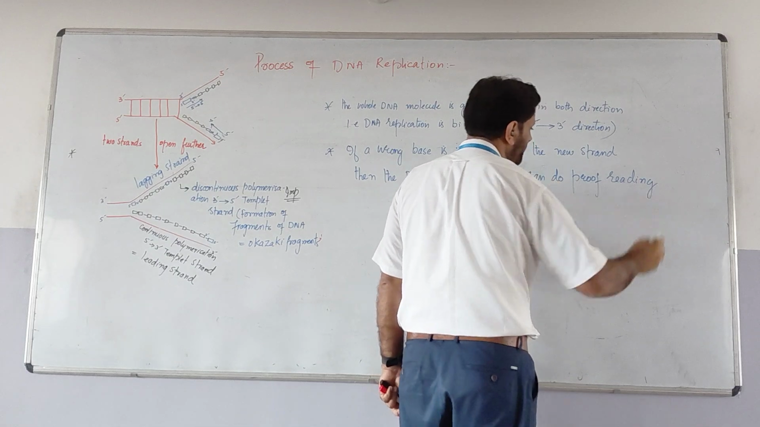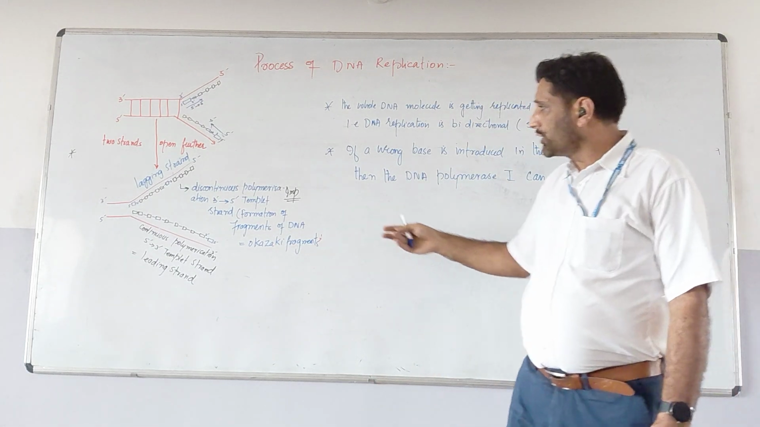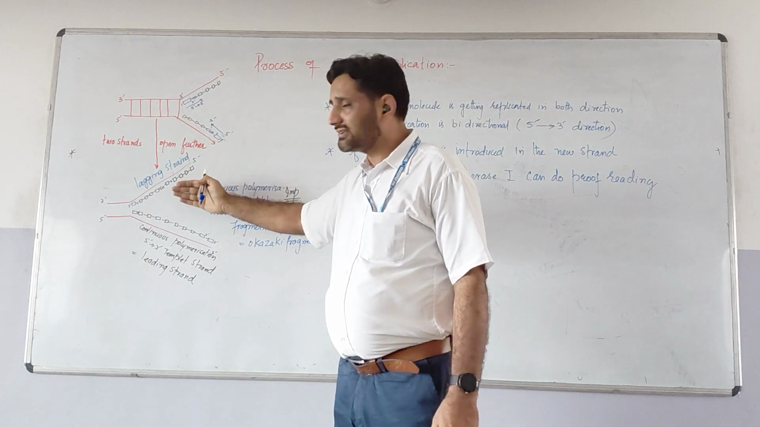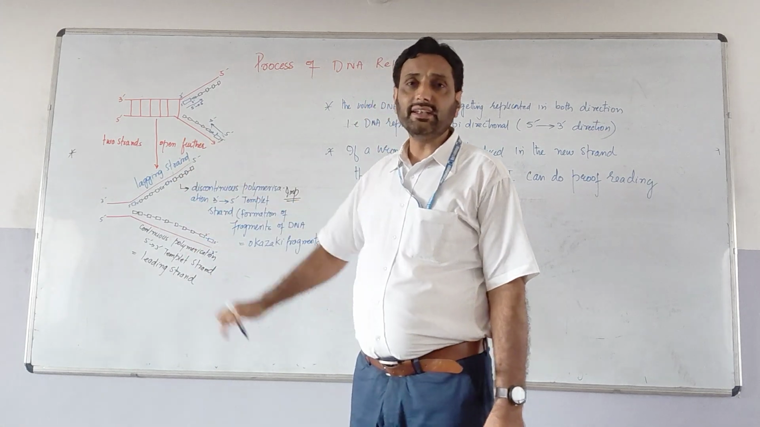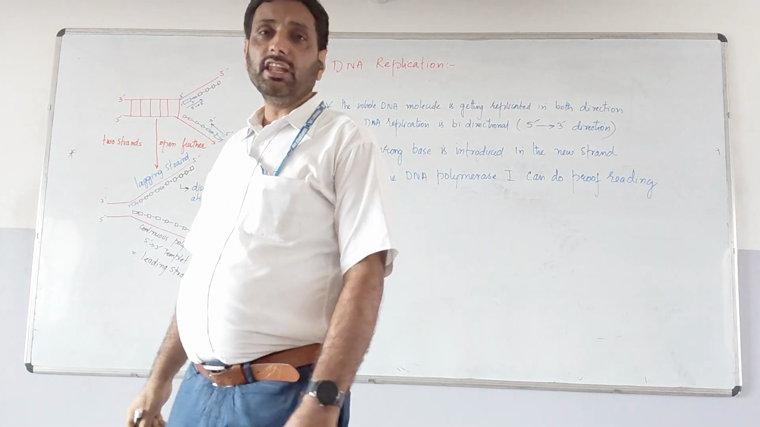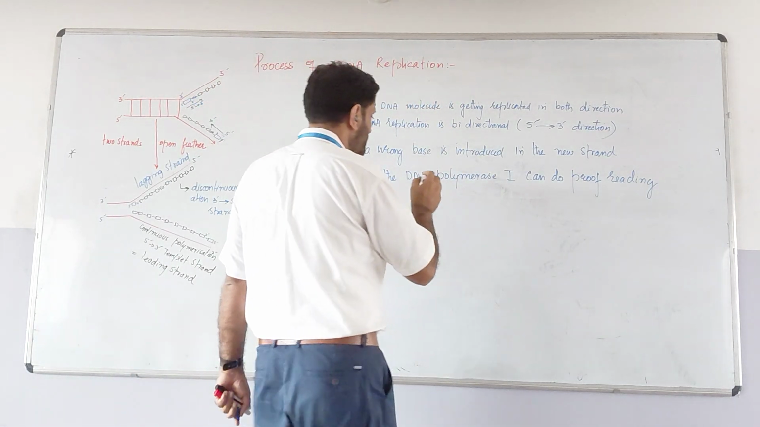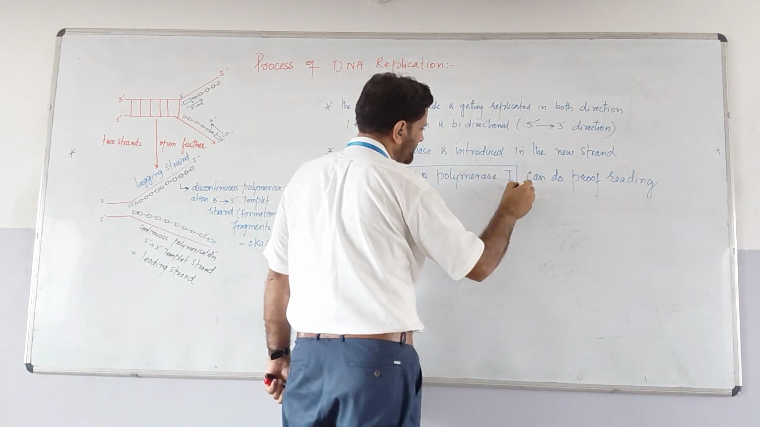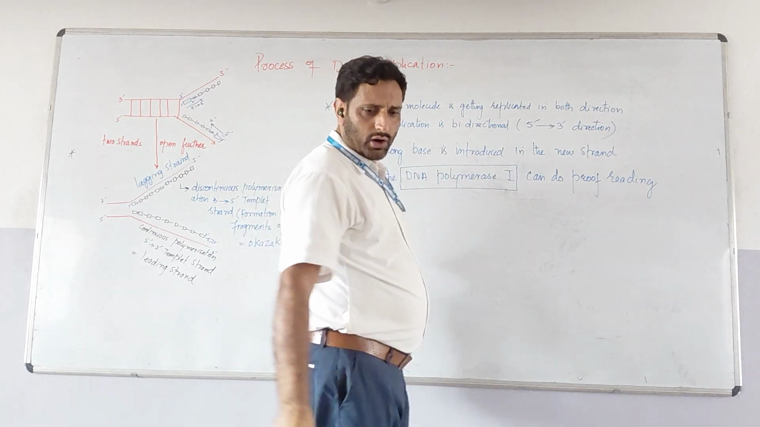What is proofreading actually? It can remove the wrongly added base and replace it with the right type of base. That is called DNA proofreading. So DNA proofreading can be catalyzed by this DNA polymerase 1.